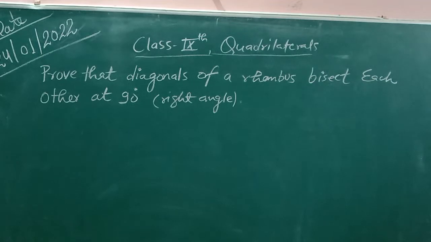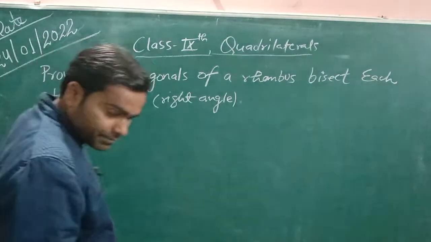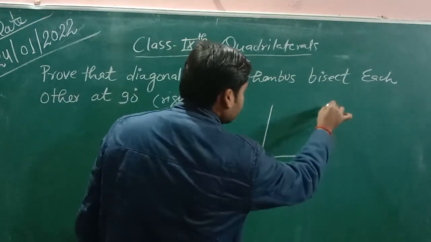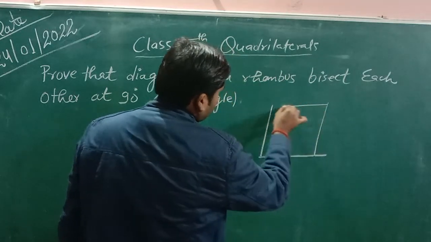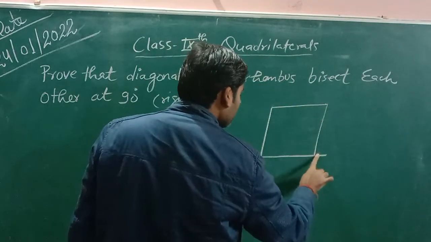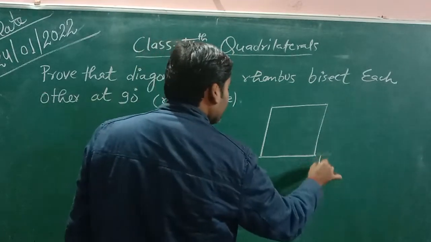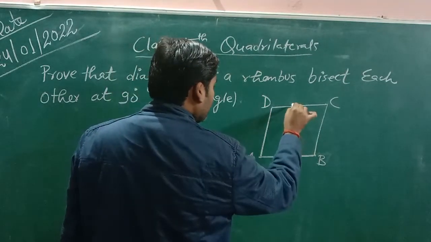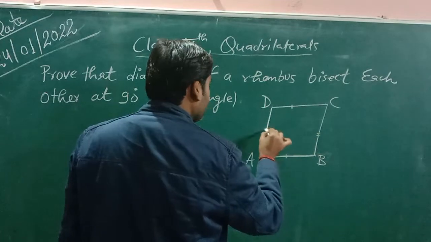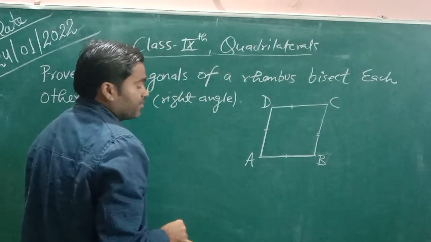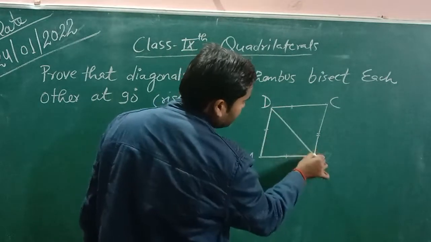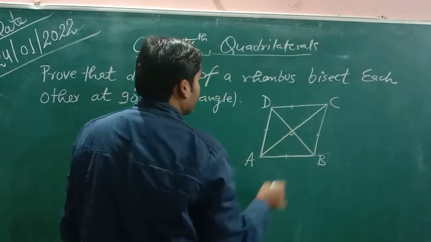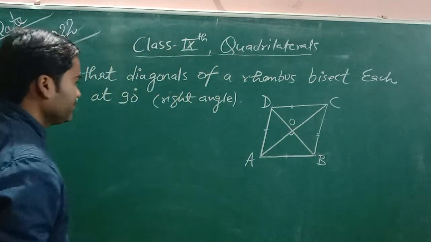So let me make a rhombus with base AB and all four sides equal. Opposite sides should also be parallel. ABCD is a quadrilateral in which AB is parallel to CD and AB is also equal to CD, BC, DA, all four sides are equal. But we have to prove that BD and AC bisect each other at 90 degree.